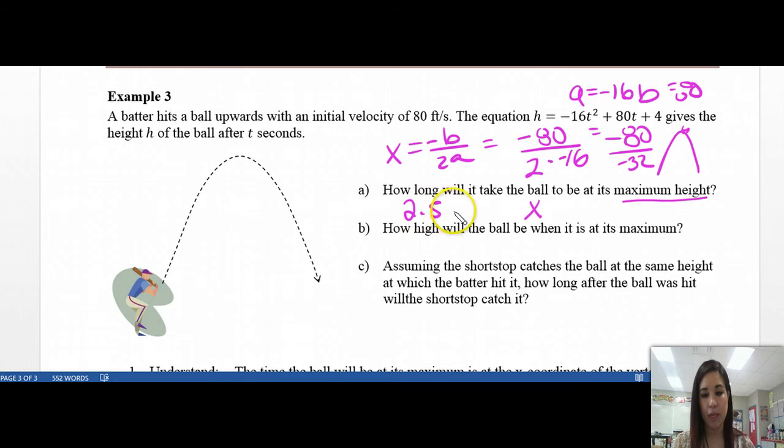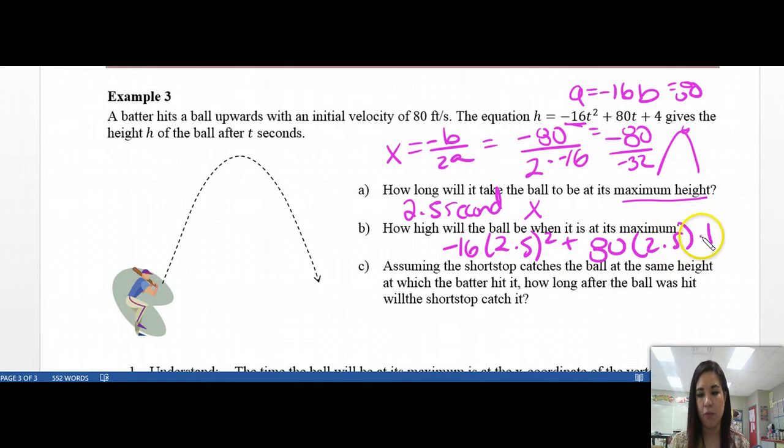So basically what I'm saying is it's going to be the highest at 2.5 because this is a negative coefficient. So it's like this. It's facing down. So it will take about 2.5, and we're talking about seconds here. How high will it be? Well, that means find the y. So let's plug it in. Okay, so that means negative 16 times 2.5 squared plus 80 times 2.5 plus 4.